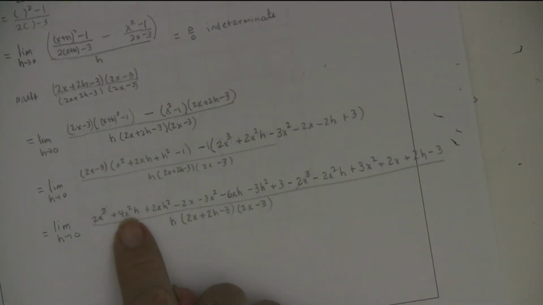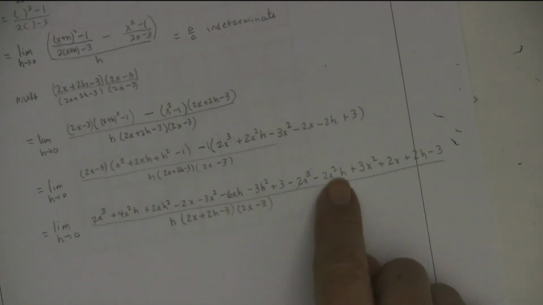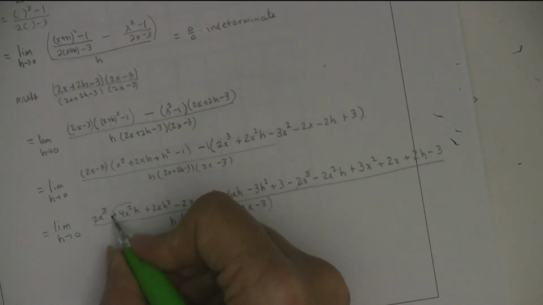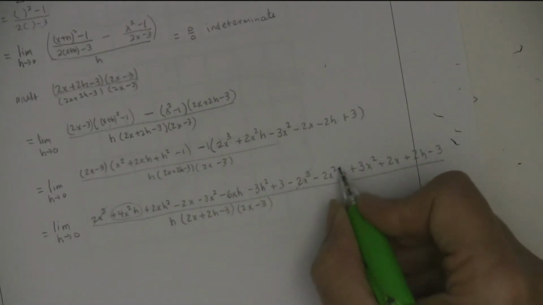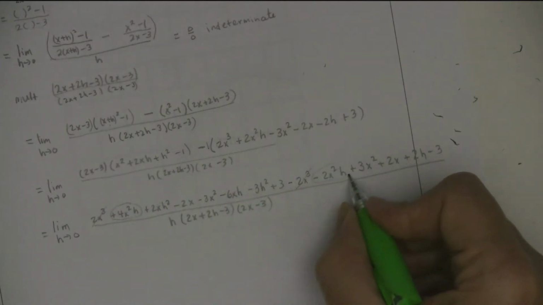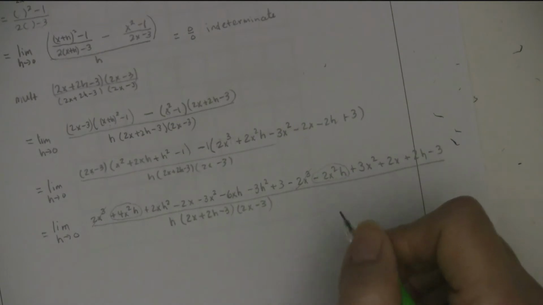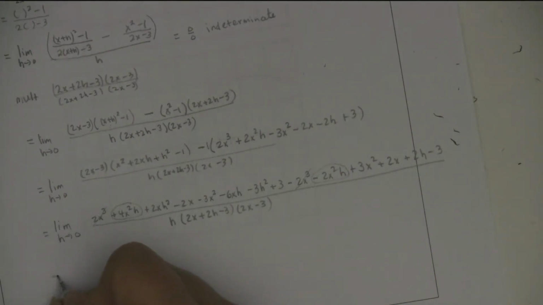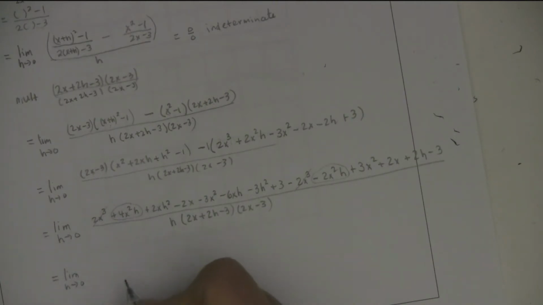I have some of those like terms that I can combine, right? 4x squared h minus 2x squared h. And I didn't think these were going to make 0, right? Because I said that everything that doesn't have an h on it is going to go away. And so I'm not worried about this staying because it has h on it. So that is 2x squared h.